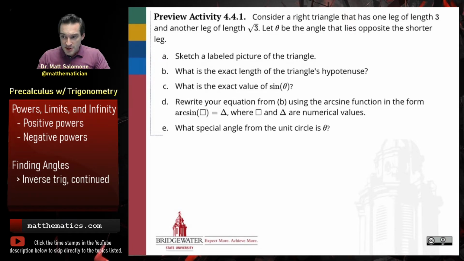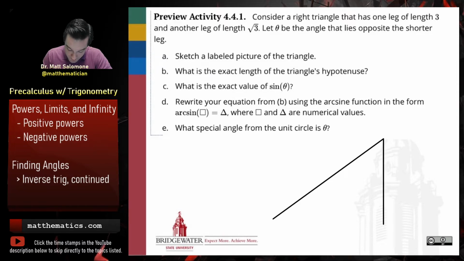In this preview activity, what they're asking us to do is to sketch a right triangle. They've given us some information about it, and then we're going to use the measurements of that triangle to evaluate some inverse trigonometric ratios. So here's the plan. Consider a right triangle that has one leg of length 3 and another leg whose length is the square root of 3. Since the square root of 3 is smaller than 3, I'll label this shorter leg square root of 3, and I'll label the longer of these two legs 3.